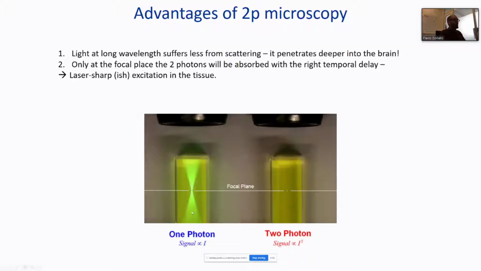If you compare a one photon microscope versus a two photon microscope, you see that while the one photon microscope also molecules that are above and below the area where you actually want to image are excited by the photon. That's why you actually use a pinhole in confocal microscopy. In this case, only the molecules that are at the focal plane are able to be excited and then to emit fluorescence. So you gain a lot of precision by this, and you are laser sharp.